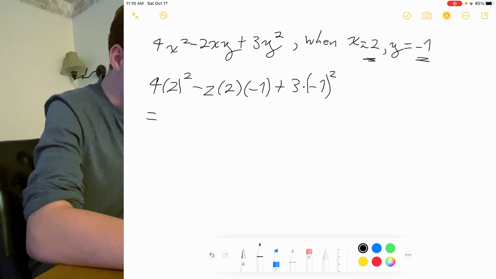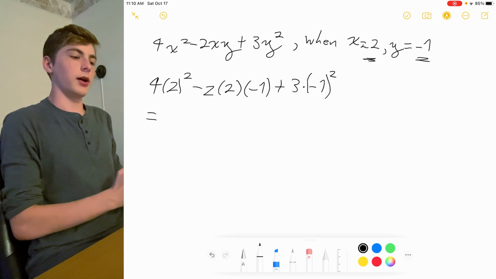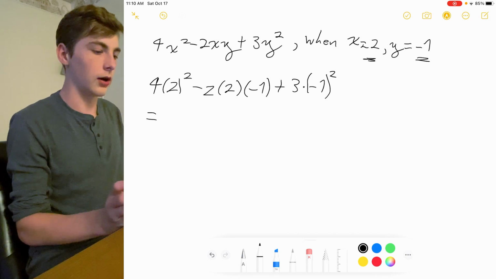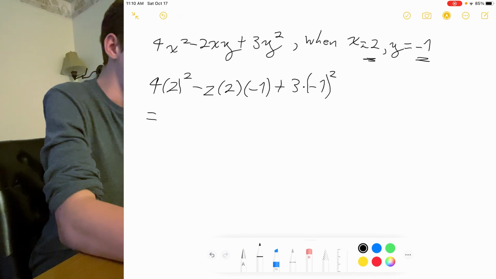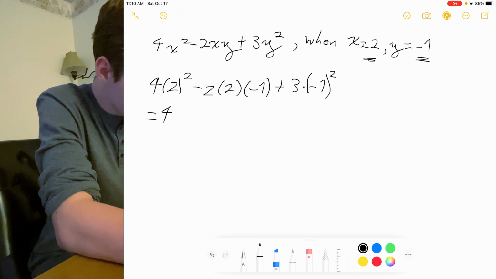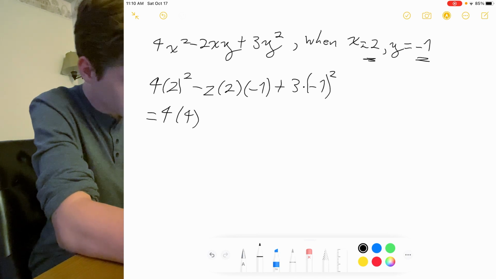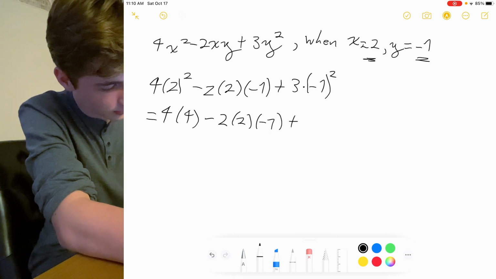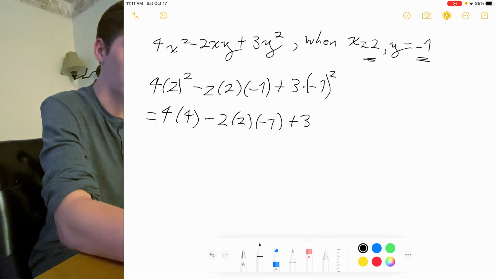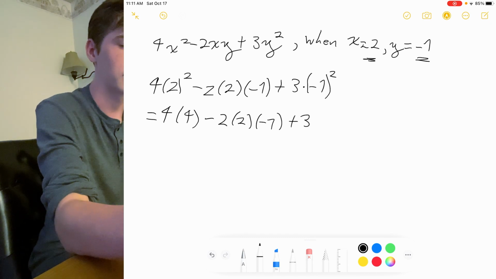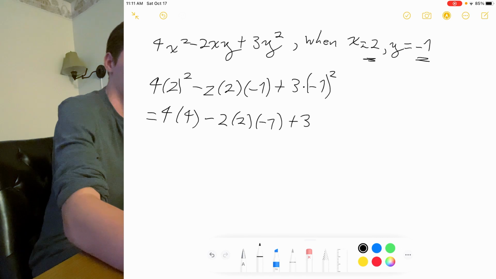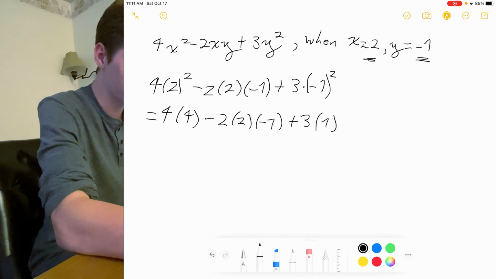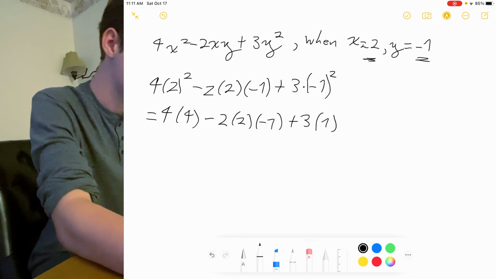And so now we can just evaluate this like we normally do. So again, parentheses, there's not a whole lot to do. It's just negative numbers that we put in parentheses just for the sake of it. Exponents come next. So this is going to be 4 times 2 squared, which is 4. Then we're going to have minus 2 times -1 plus 3 times -1 squared, that's -1 times -1, right? Those negatives are going to cancel. We're going to get a positive 1.